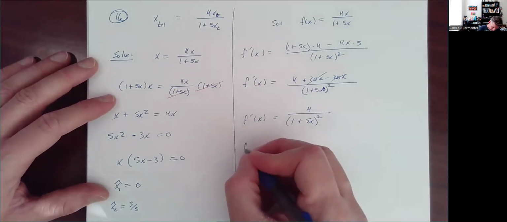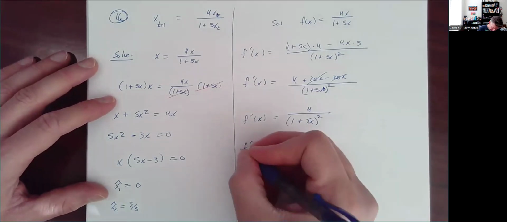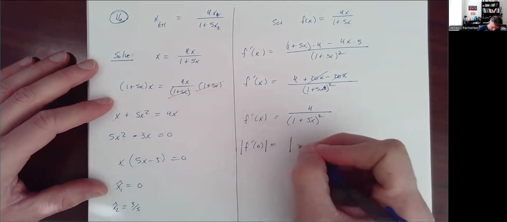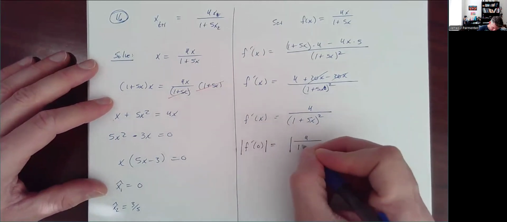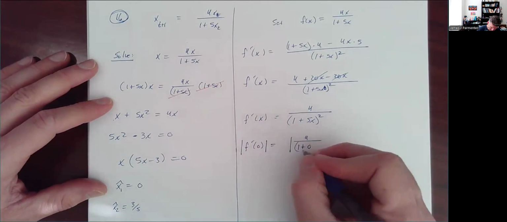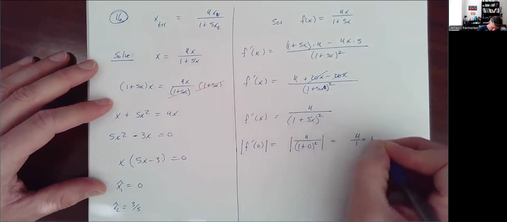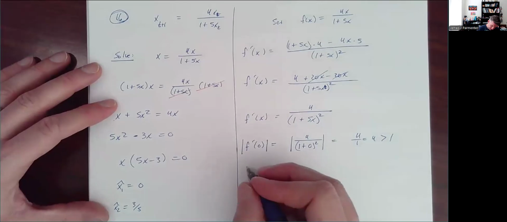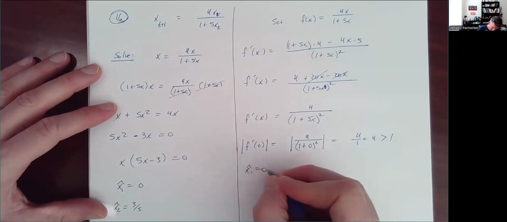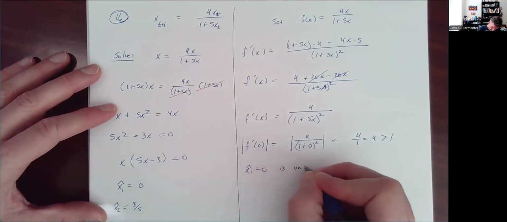Plugging in 0, and then taking the absolute value, we get the absolute value of 4 over, although you don't really need any absolute values here because everything's going to be positive, but hold on. It's going to be 4 over 1, which is 4, which is greater than 1. So x1 hat equal to 0 is unstable.